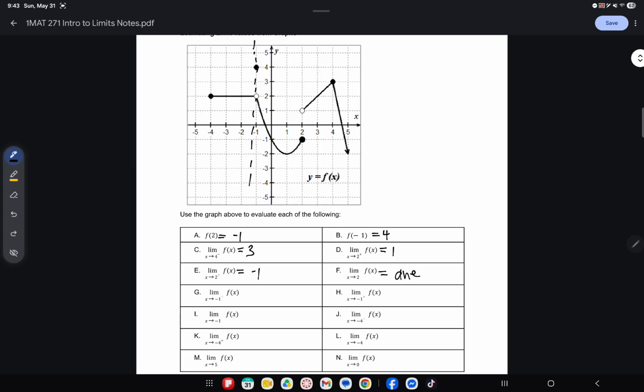All right, now we're going to look at -1. So -1 from the left, again, there's a hole there, but it's still approaching 2. And then from the right, same idea. We are approaching the hole. It's 2. And then the left-hand limit and the right-hand limit are the same, so we can say that the general limit is also 2. Let's look at -4.